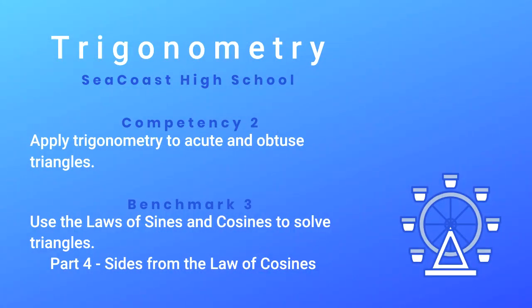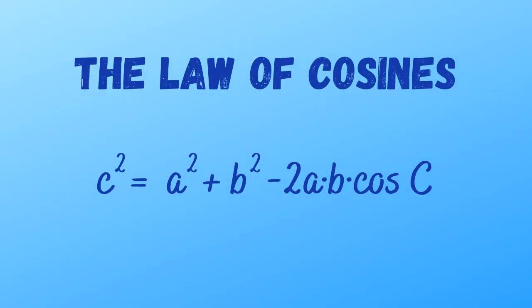This is the fourth video in a sequence about our Competency 2 Benchmark 3, using the laws of sines and cosines to solve triangles. This piece is about solving for sides using the law of cosines. The law of cosines is, again, c squared equals a squared plus b squared minus 2ab cosine C. It's a variation on the Pythagorean theorem where we use the cosine of a known angle in order to adjust, because we don't have a hypotenuse if it's not a right triangle. We just have a side across from the angle we care about. That's C, the way this particular version is labeled.